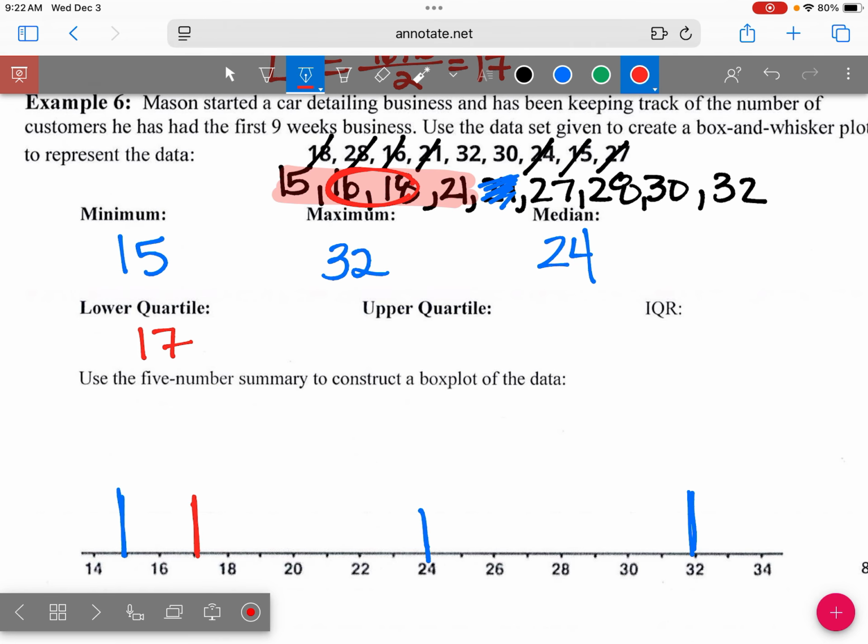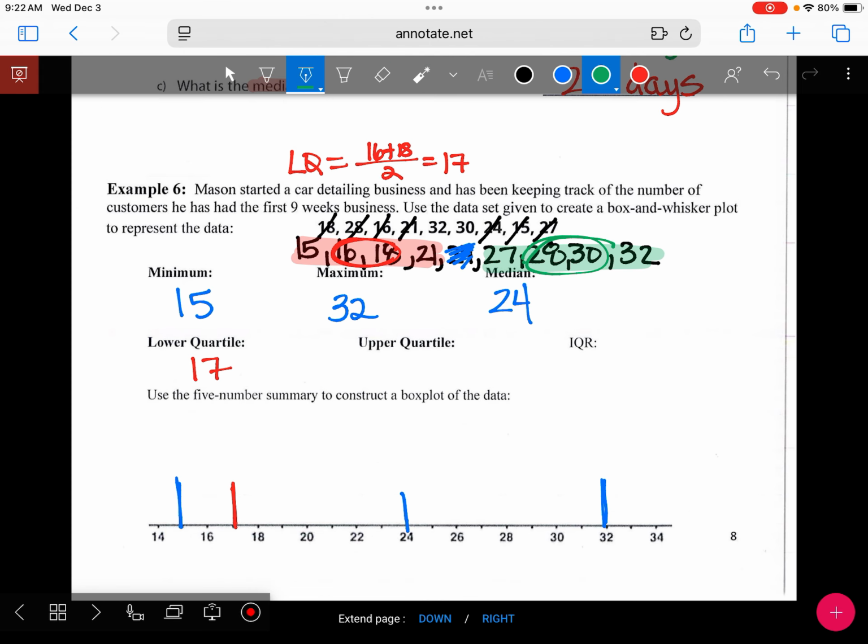And then when I look at the upper half, which is this one here, I got 2 numbers in the middle, right? The numbers I have in the middle are 28 and 30. So to find the upper quartile, you would add 28 plus 30 divided by 2. So what number is in the middle of 28 and 30? 29. Draw me a line right there.